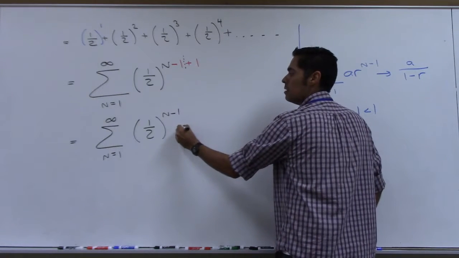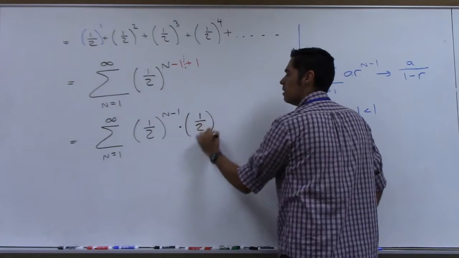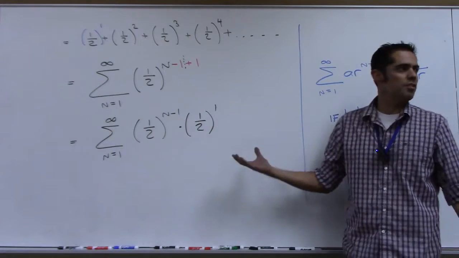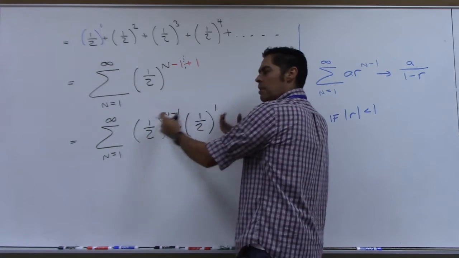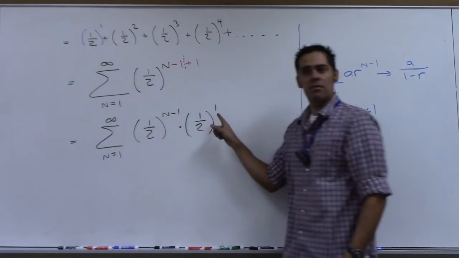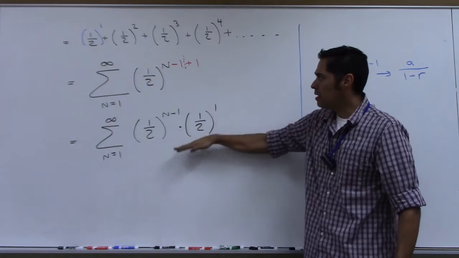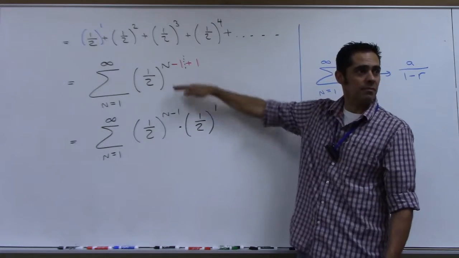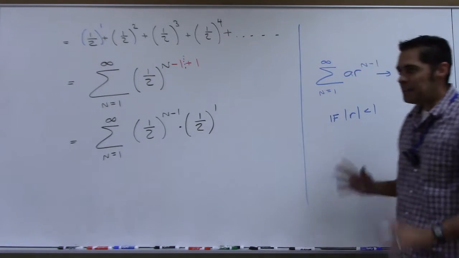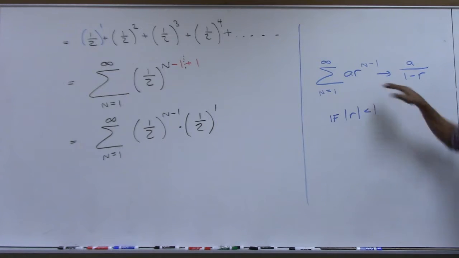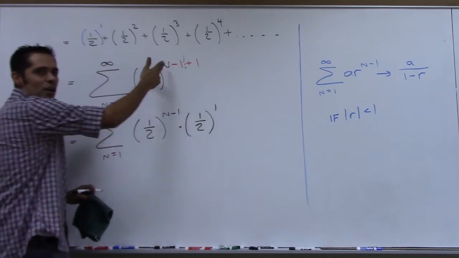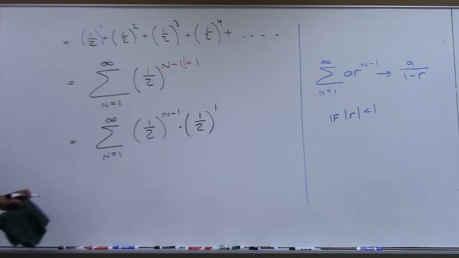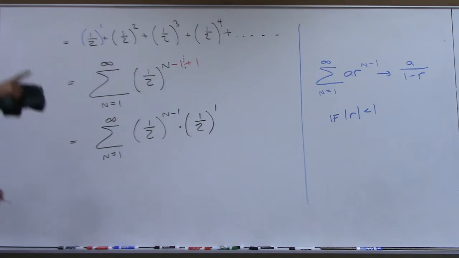Times 1/2 to the 1, right? I mean, we're just using properties of exponents here. You have the same base, two different exponents, you add the exponents, right? So does everyone agree that this is this? I had to do that to make it match the formula. If I don't match the formula, I can't use the formula. So it seems like no big deal that you're off by 1 there, but it's a huge deal. Your answer will be wrong if you try it any other way. So now does it look like that formula?